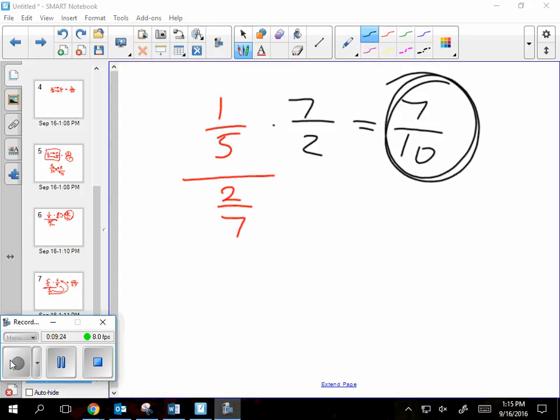All right, so this one came out to flip and multiply. 1 times 7 is 7. 5 times 2 is 10. And notice this divide changed to a times right there. Okay, so I'm going to now show you where those are on the sheet.